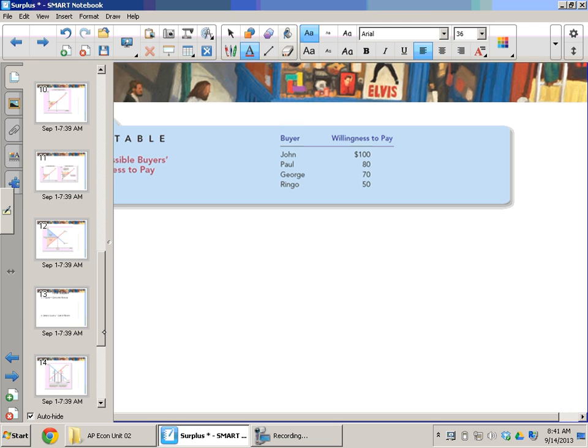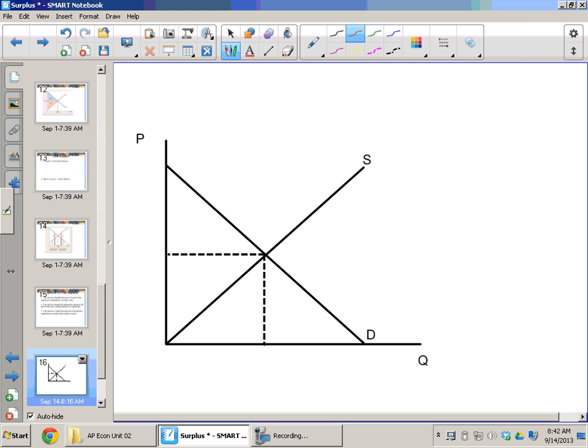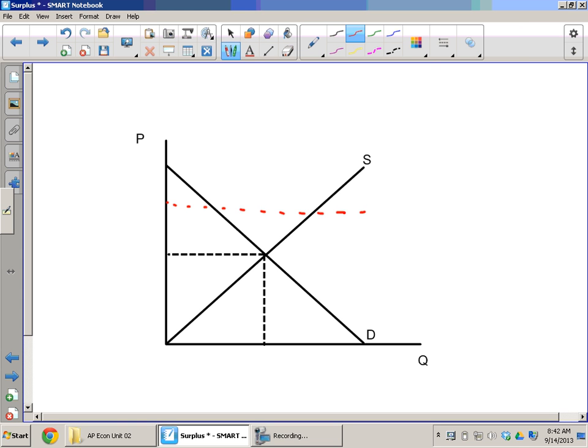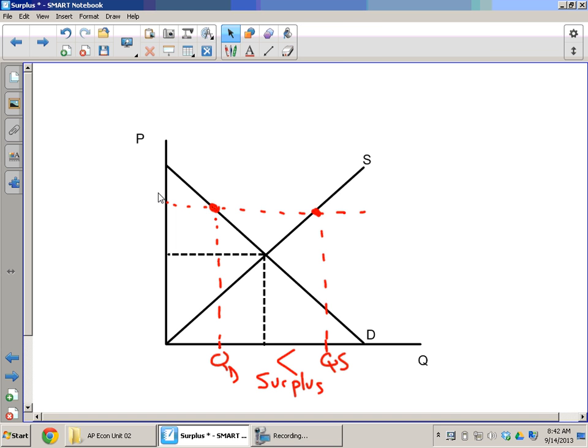So in previous parts of the course, we have looked at surplus as a situation where the quantity supplied exceeds the quantity demanded, right? So this is our quantity supplied. This is our quantity demanded. And since the quantity supplied is greater than the quantity demanded, we have something called a surplus. We call that a market surplus. Again, quantity supplied greater than quantity demanded. But that's not the kind of surplus we're going to be talking about in the next couple of videos.